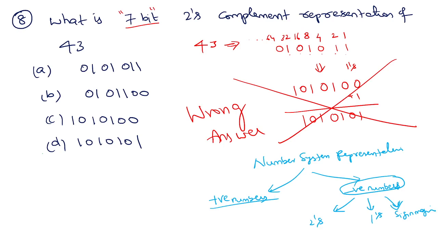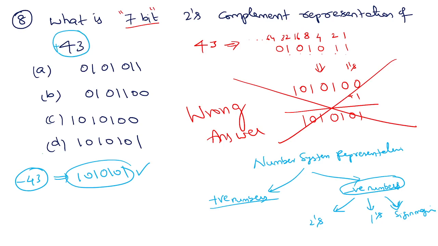If somebody asks you what is the representation of minus 43, then you do all this, 10, 10, 10. This is the right answer. But the question is what? Plus 43 means take the same number as it is: 0, 1, 0, 1, 0, 1, 1. That's it. Option A is the right answer.